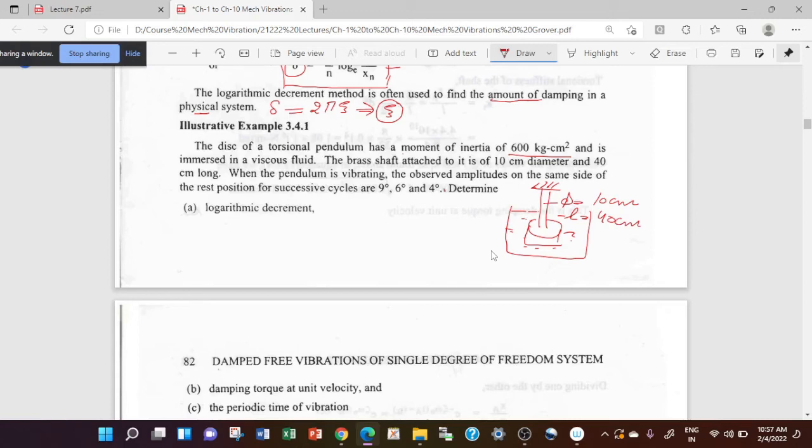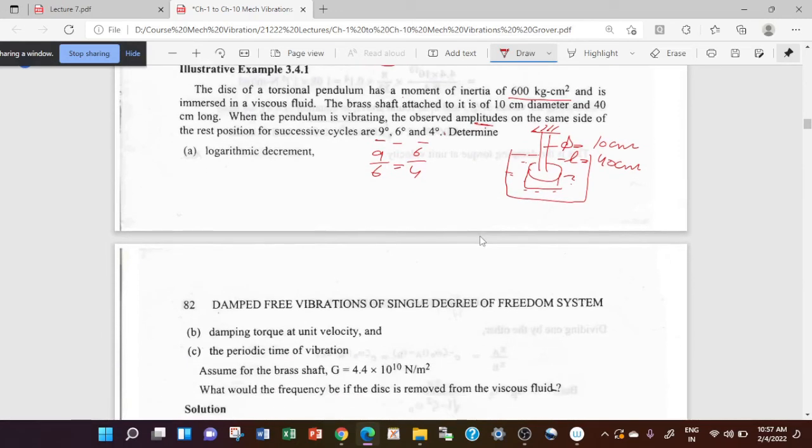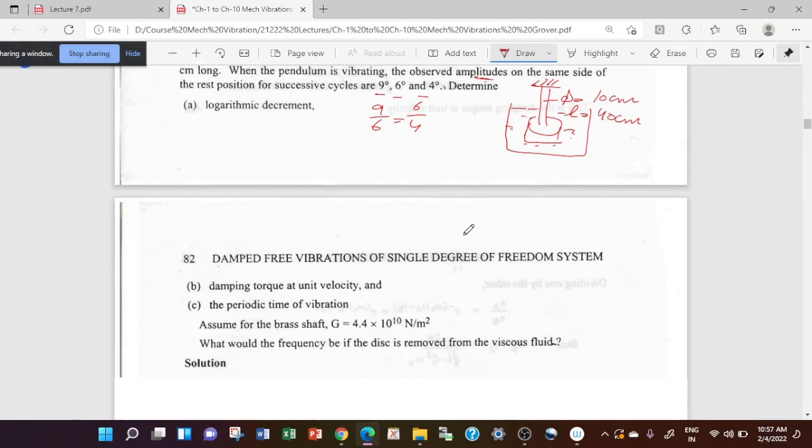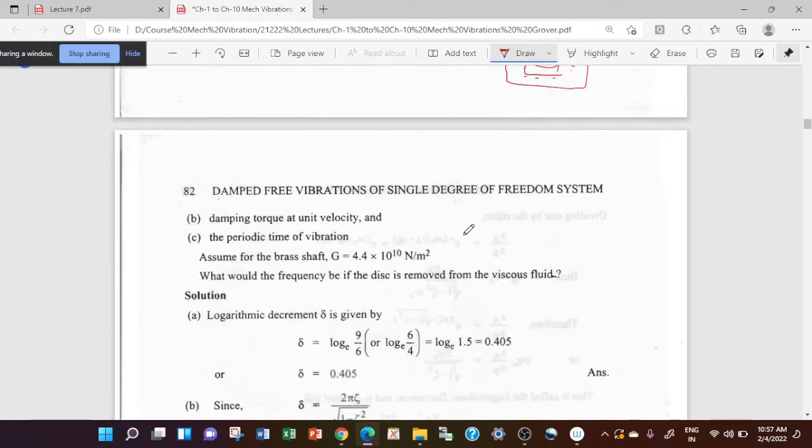When the system vibrates, the amplitudes on the same side are given by 9 degree, 6 degree, and 4 degree, and you can see here 9 by 6 is equal to 6 by 4. So basically you have a constant value here. It shows that it is viscous damping. So here you need to find the delta value for this. You can find it by the natural log of 9 upon 6, which comes out to be 0.45. This is the first answer of this problem.